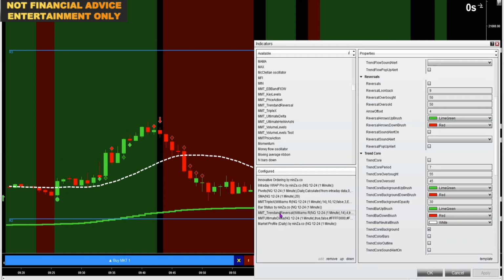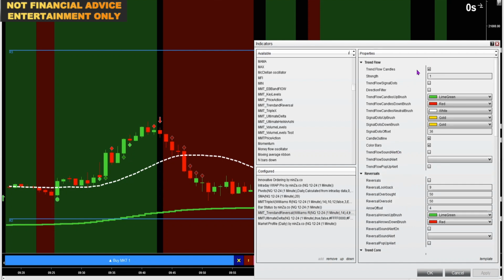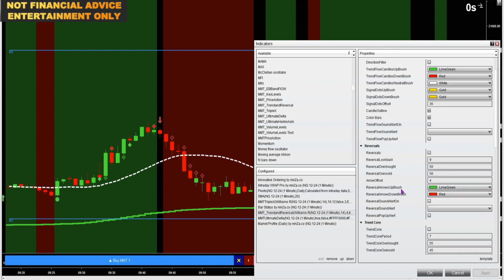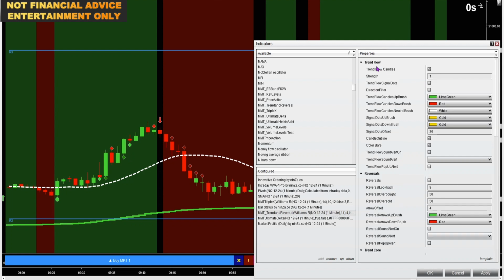So on the trend and reversal indicator, I've got everything disabled except for the trend flow. I've got the candle outline and the color bars enabled. I've got my input series as the Williams with the default settings. For the trend flow, I've got a strength of 1. The directional filter is off.